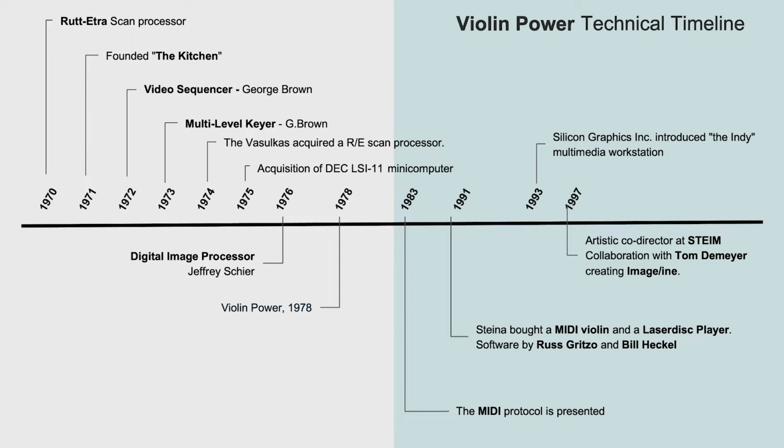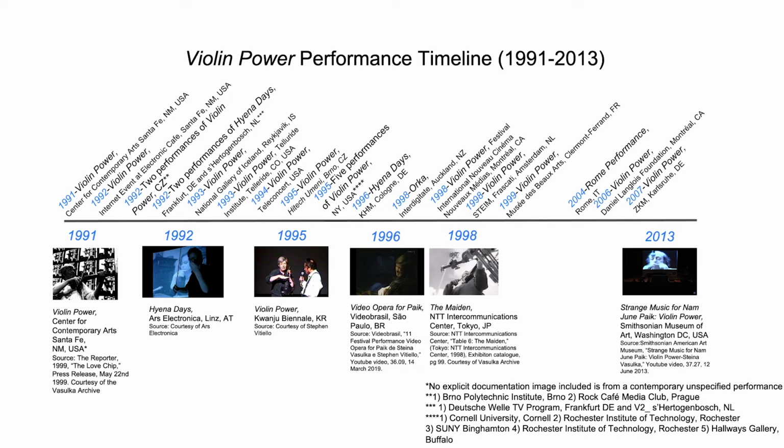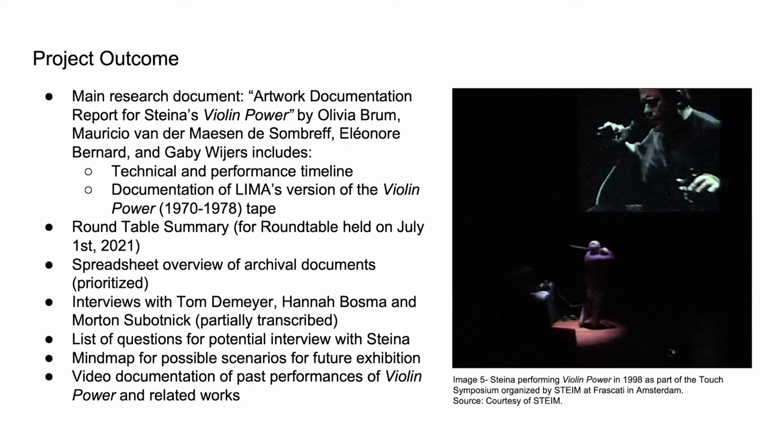one that addressed the development of the technical elements of Violin Power in the context of what was state of the art at the time, which you can see here, and the other which pinpoints as many iterations as possible of Violin Power and related performances. Of the other performances identified, 5 were chosen for detailed analysis based on their place on the timeline, as well as the presence of documentation of the performance in its entirety.